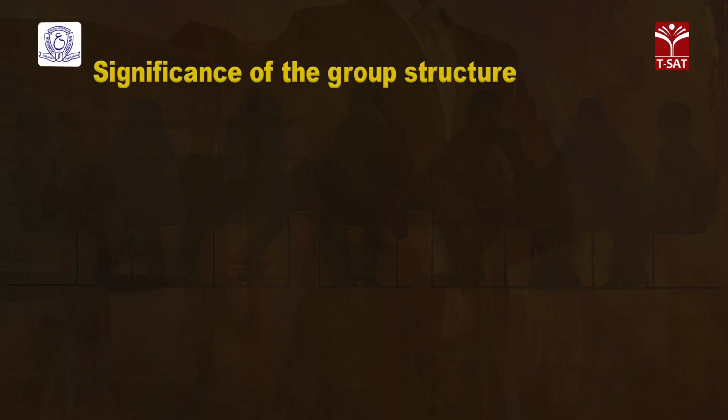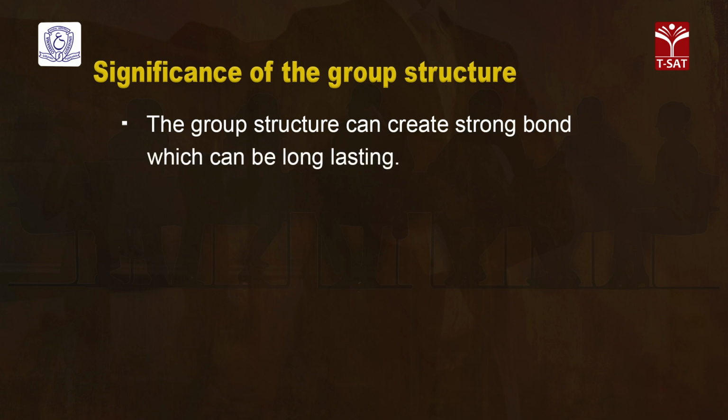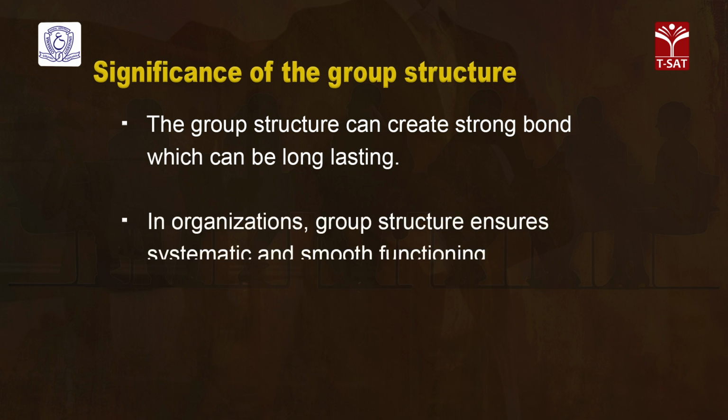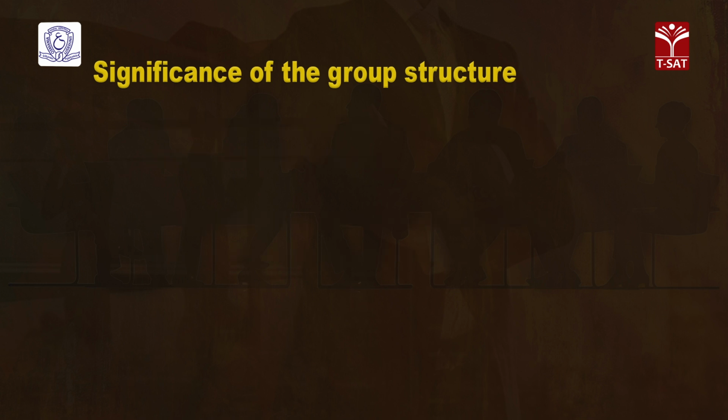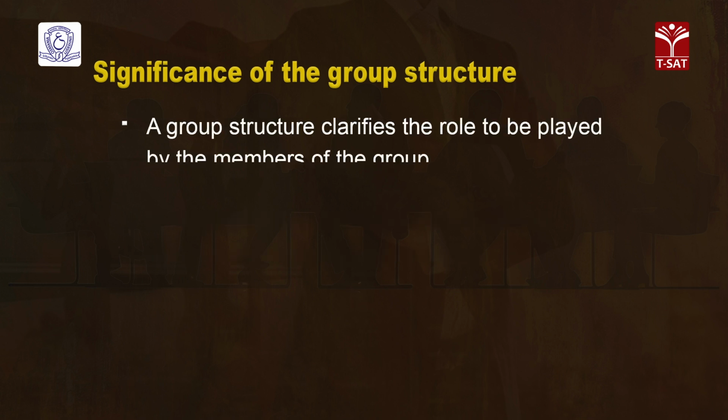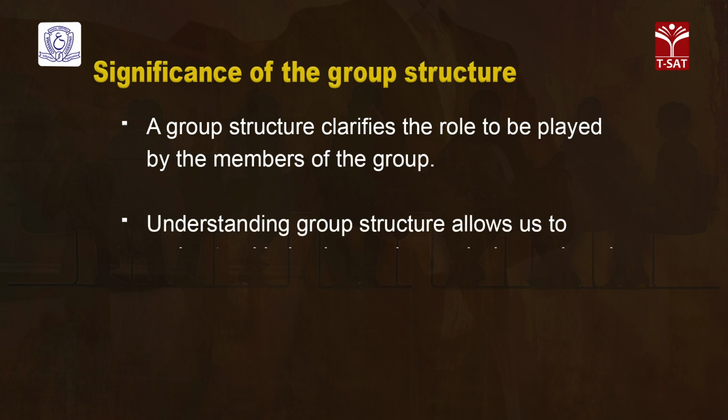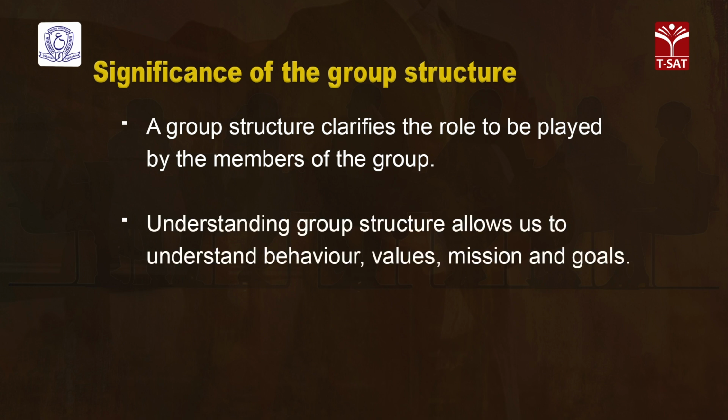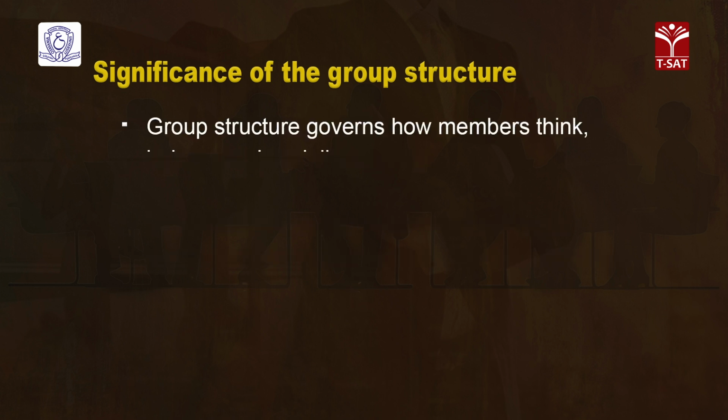The significance of group structure includes: group structure can create strong bonds which can be long lasting. Especially in organizations, group structure ensures systematic and smooth functioning. A group structure clarifies the role to be played by the members of a group, so it gives clarity about who has to do what. Understanding group structure allows us to understand behavior, values, mission and goals. Group structure governs how members think, behave and socialize.